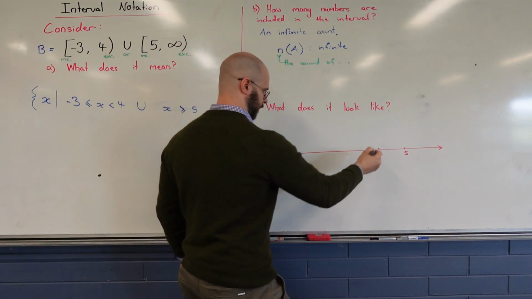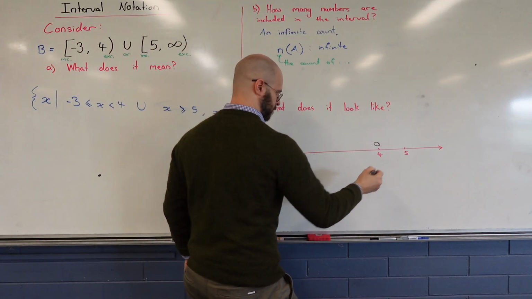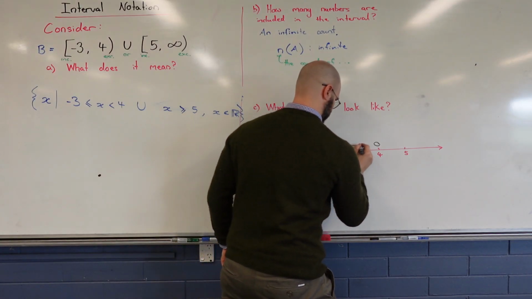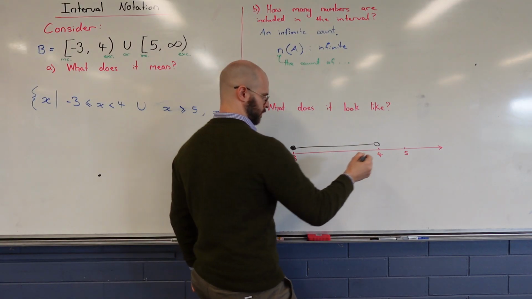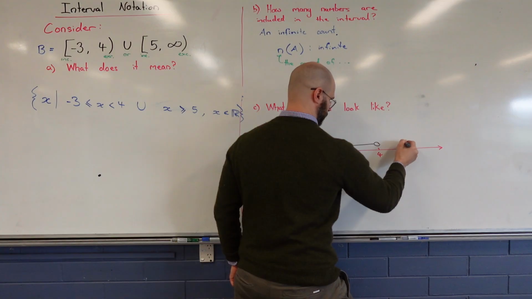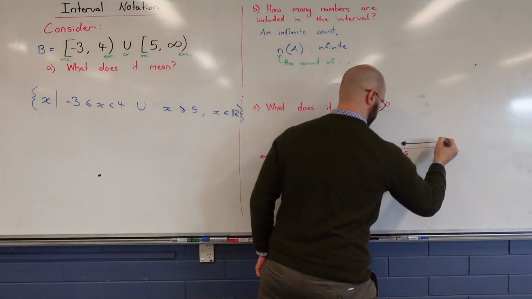Yeah, and then put a circle at 4 but don't fill it. And put a line between them. But I was clearly wrong. And then put a coloured in circle at 5. And then an arrow.